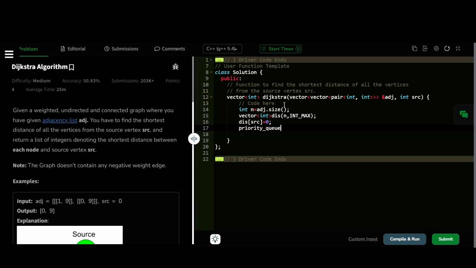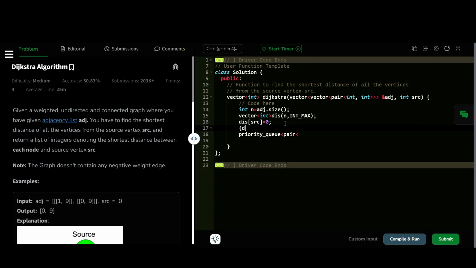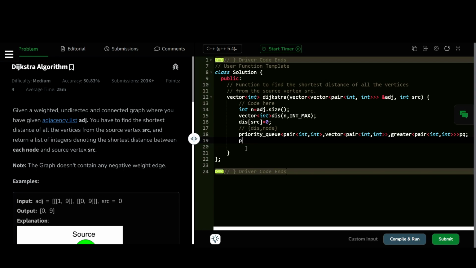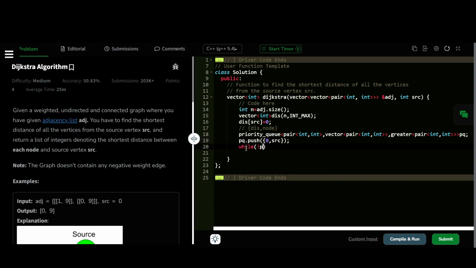Now let's declare the priority queue, and we have to store distance and node in it. So we have a distance and node. Okay. So we are storing it in here, and that's the way to declare a priority queue, right? And we have to declare greater, we have to declare minimum. So we are using greater, comma, and pq, right? So first we have to push the initial node, that is with distance 0, comma source.